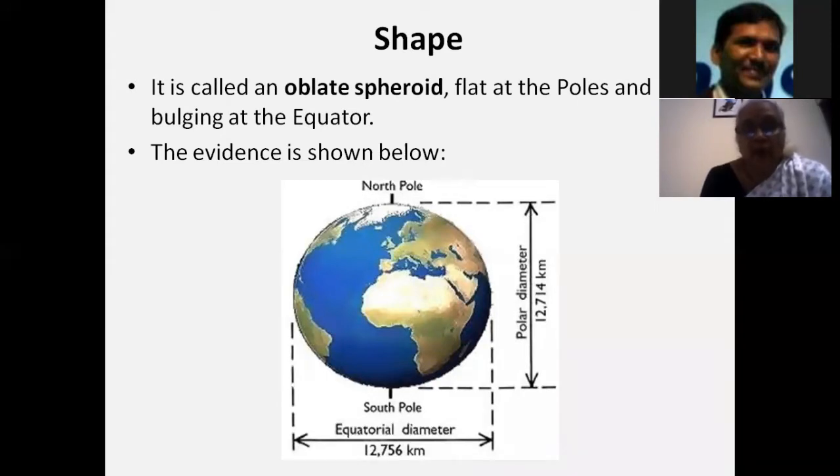So we see that the north-south diameter is shorter than the east-west diameter by about 43 kilometers. These are numbers you need to remember: the polar diameter is 12,714 kilometers and the equatorial diameter is 12,756 kilometers. And that is why we say it's an oblate spheroid.